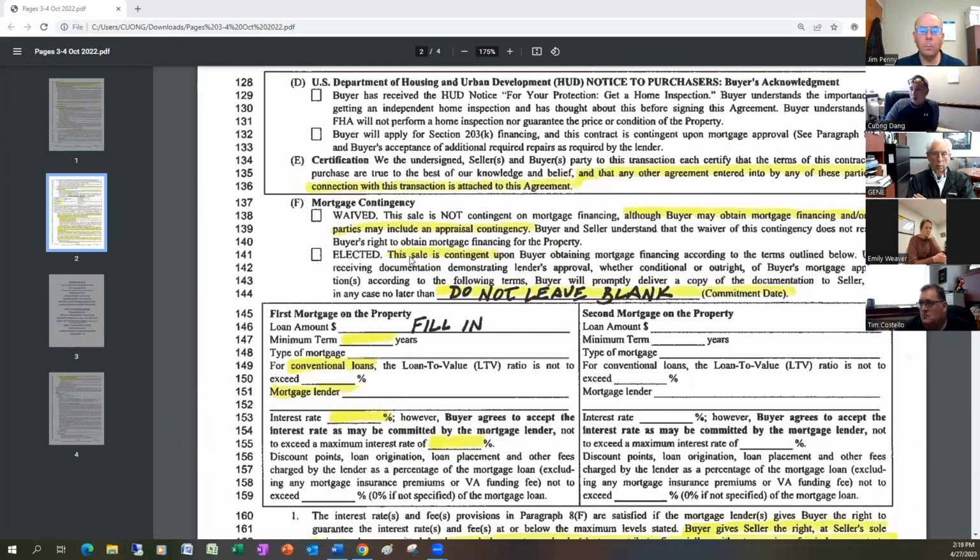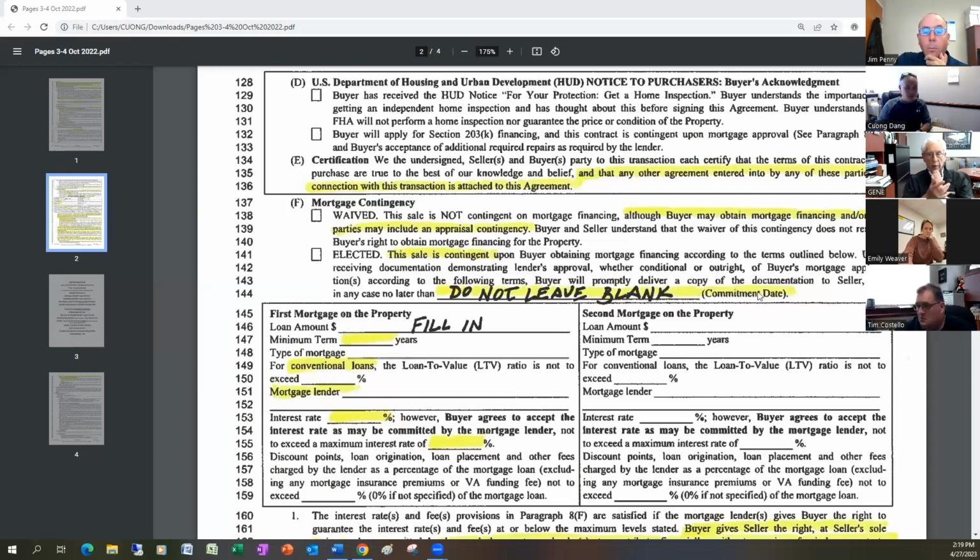Second part is elected. This sale is contingent upon buyer obtaining mortgage financing according to the terms outlined below. Okay, outlined below. So that's the boxes. Upon receiving documentation demonstrating lender's approval, whether conditional or outright, of buyer's mortgage application, according to the following terms, buyer will promptly deliver a copy of the documentation to seller, but in any case, no later than blank. And I wrote, do not leave blank and highlight it, because so many times I see this line blank, okay? And in parentheses, it says commitment date.